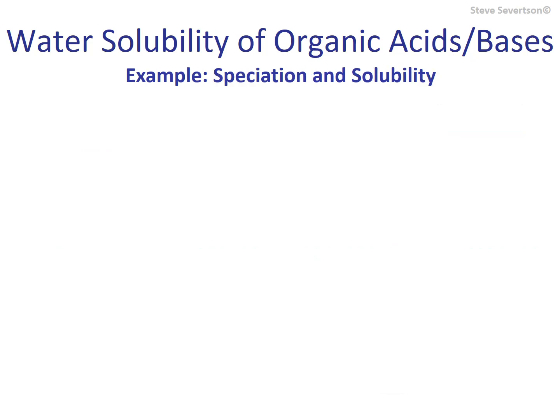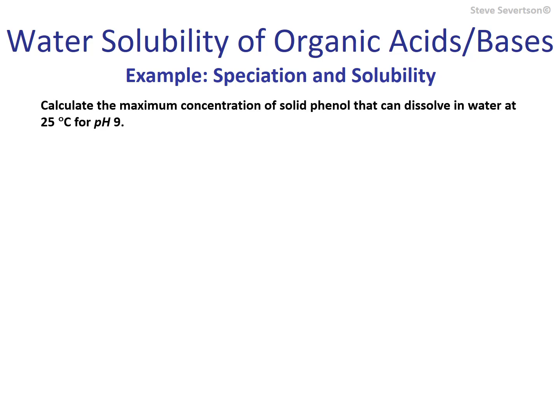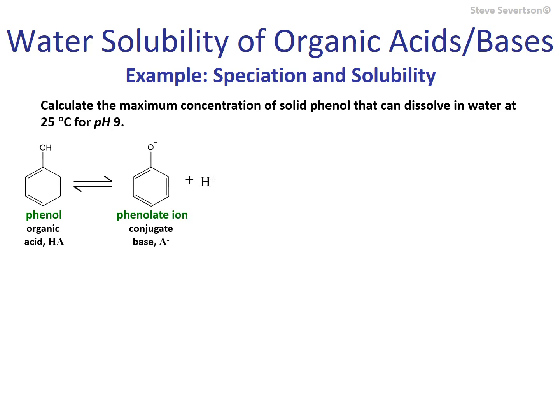The example demonstrates a straightforward calculation of the total solubility of an organic acid when it is partially ionized. We are asked to calculate the maximum concentration of solid phenol that could dissolve in water at 25 degrees C for a pH of 9, given its solubility and pKa values. It is important to note that unless explicitly indicated, provided solubility values are assumed to be for the free acid form of an organic acid and the base form of an organic base. This is the case for most reported properties when organic acids and bases are involved.